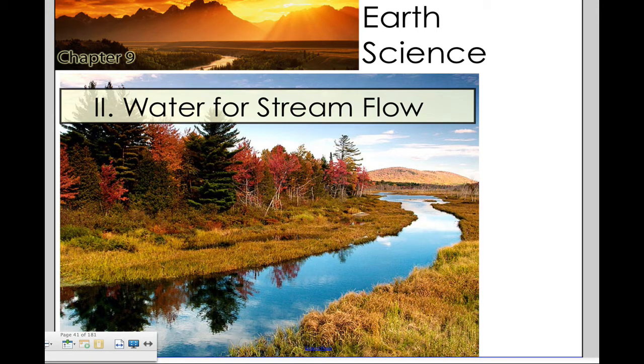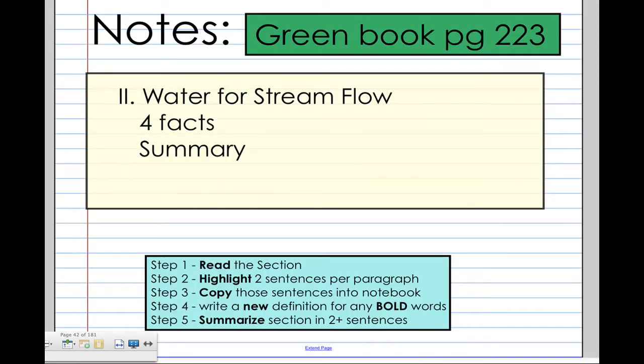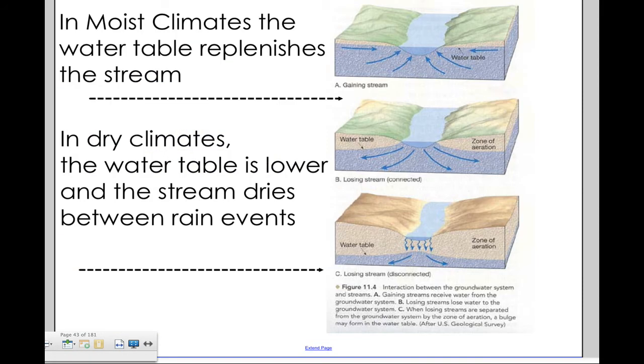And this video will review Section 2, Chapter 9, and 2b. So in moist climates, the water table replenishes the stream.